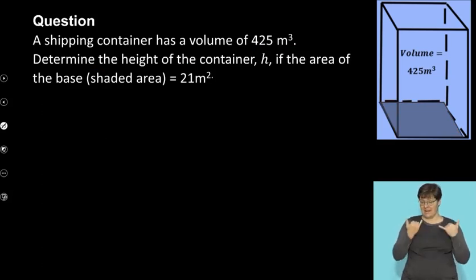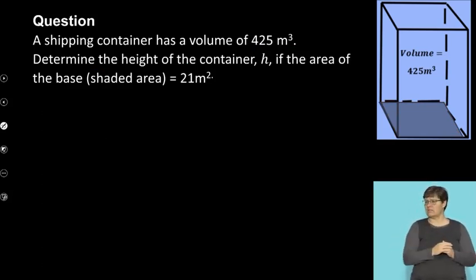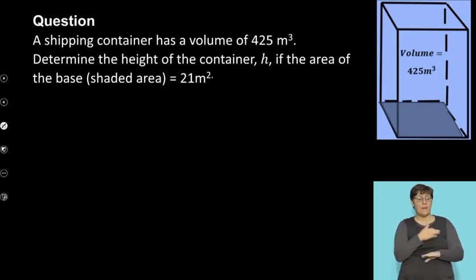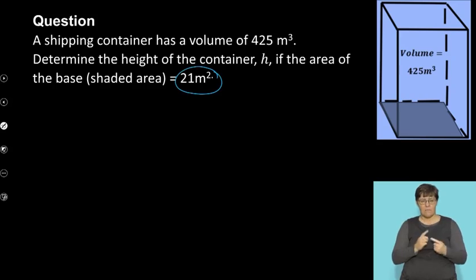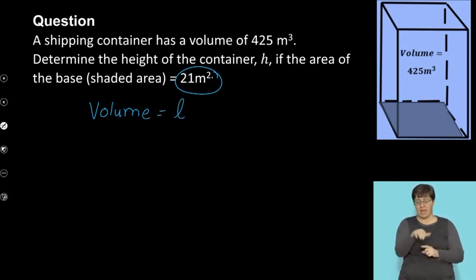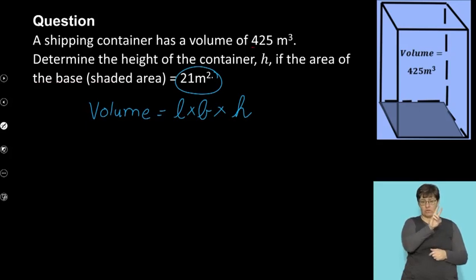So now we've been asked to determine the height of the container if the area of the base is given to be 21 meters squared. So this is kind of the opposite of what we just did. We know that the volume of a rectangular prism is the area of the base multiplied by the height, or the perpendicular height. We've been told what the volume is. I know that it is 425 meters cubed, so I can replace volume with 425 meters cubed.